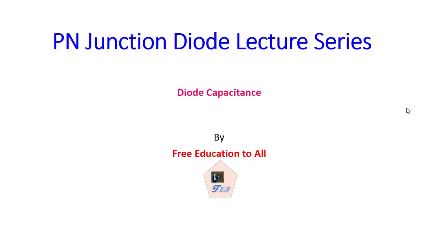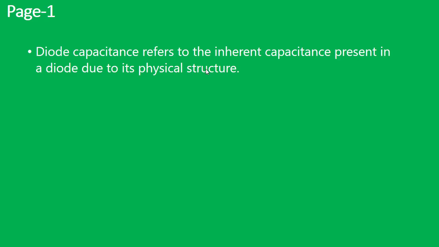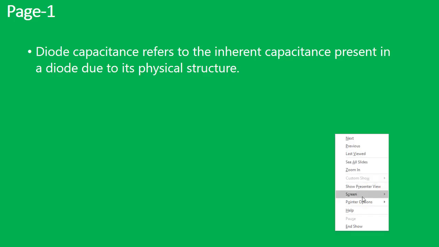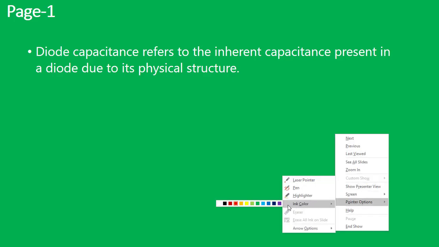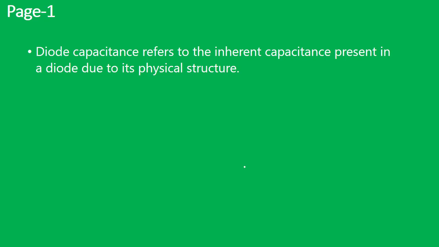Welcome to the lecture series on PN Junction Diode, and in this lecture we are going to discuss the diode capacitance. So the PN Junction Diode has an inherent capacitance, and due to its physical structure it will have two parallel plates, positive and negatively charged, and in between there is a dielectric. How exactly it works, I'll be discussing in the subsequent slides.